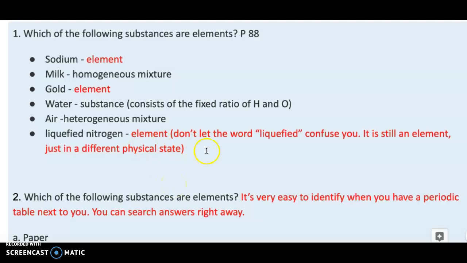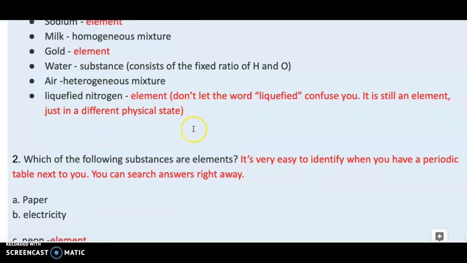So like I wrote, don't let the word liquefied confuse you because nitrogen is still an element and it's just in a different state. Nitrogen is known to be not liquefied and not as a solid, but mostly as a gas. So liquefied nitrogen is still an element.